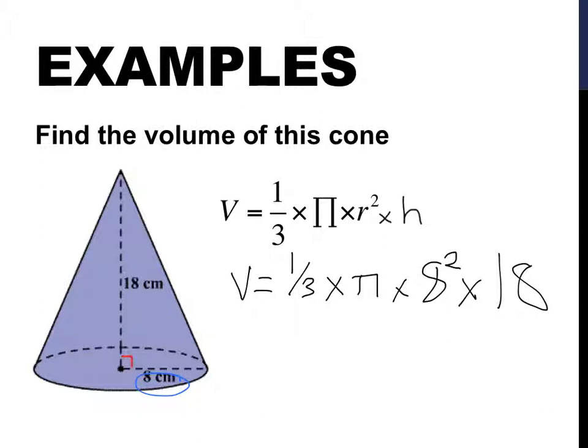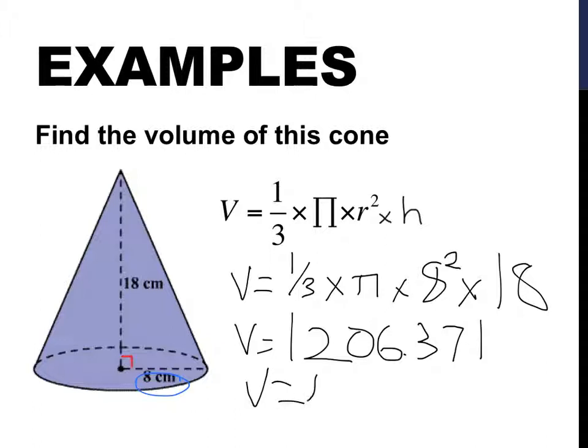This will give me an answer of volume equals 1,206.371. Rounded to 2 decimal places, volume equals 1206.37. Now it's volume. Volume is always measured in what unit of measure? My units is centimeters and volume is always cubed. So 1/3 times pi times my radius squared times the height.